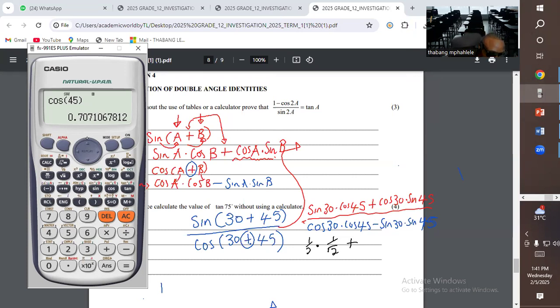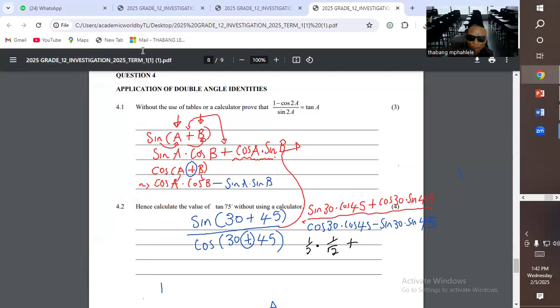The calculator has already expressed it in decimal form, which I will need to change. I want my workings to be in fraction form. So cos of 45 on your calculator is square root of 2 over 2, and we know that the square root of 2 over 2 is 1 over square root of 2. Let me show you why I'm saying that. If you press cos 45, you're going to have square root of 2 over 2. We can rationalize this.